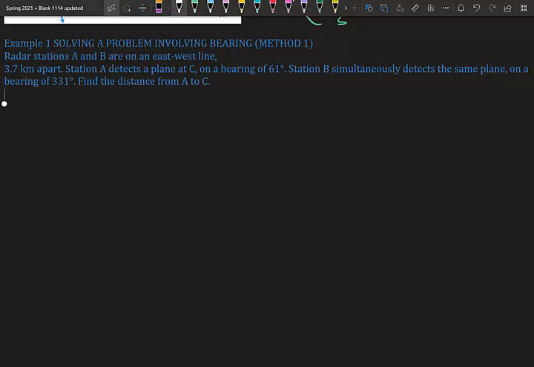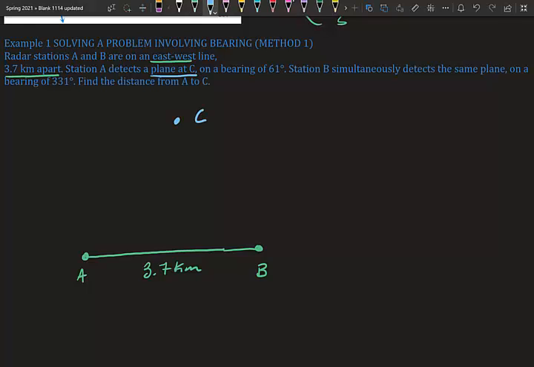So we have radar stations A and B on an east-west line. East-west line means a horizontal line, just like that. So we have station A, and station B. They are 3.7 kilometers apart. Station A detects a plane at C. We'll just say it's here. C.